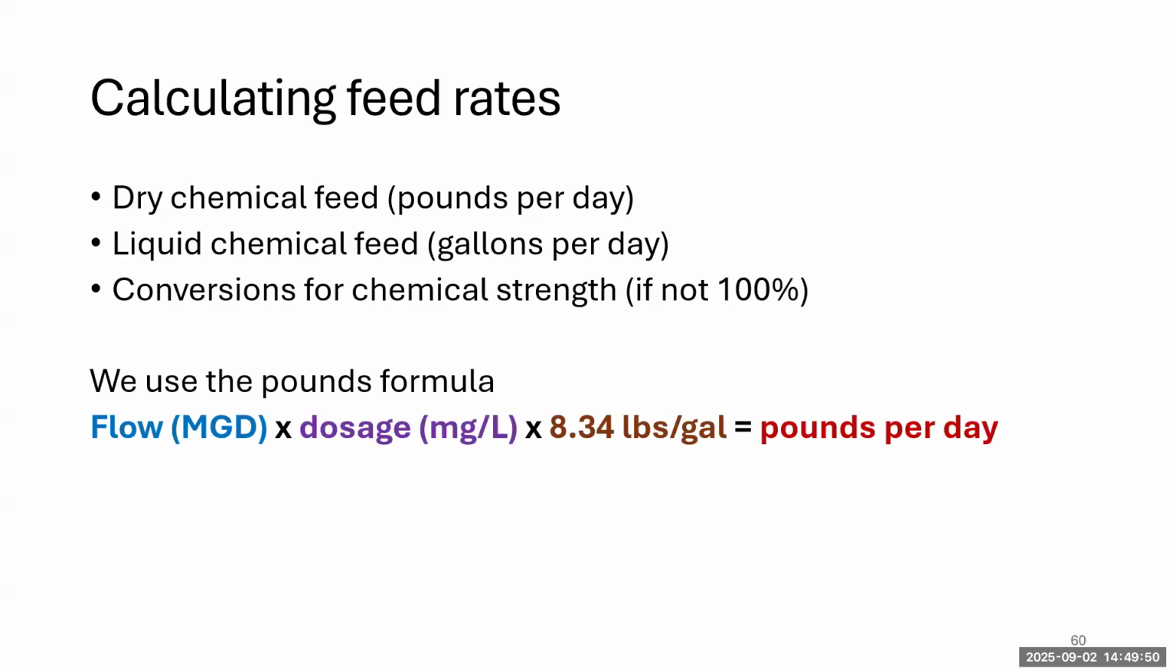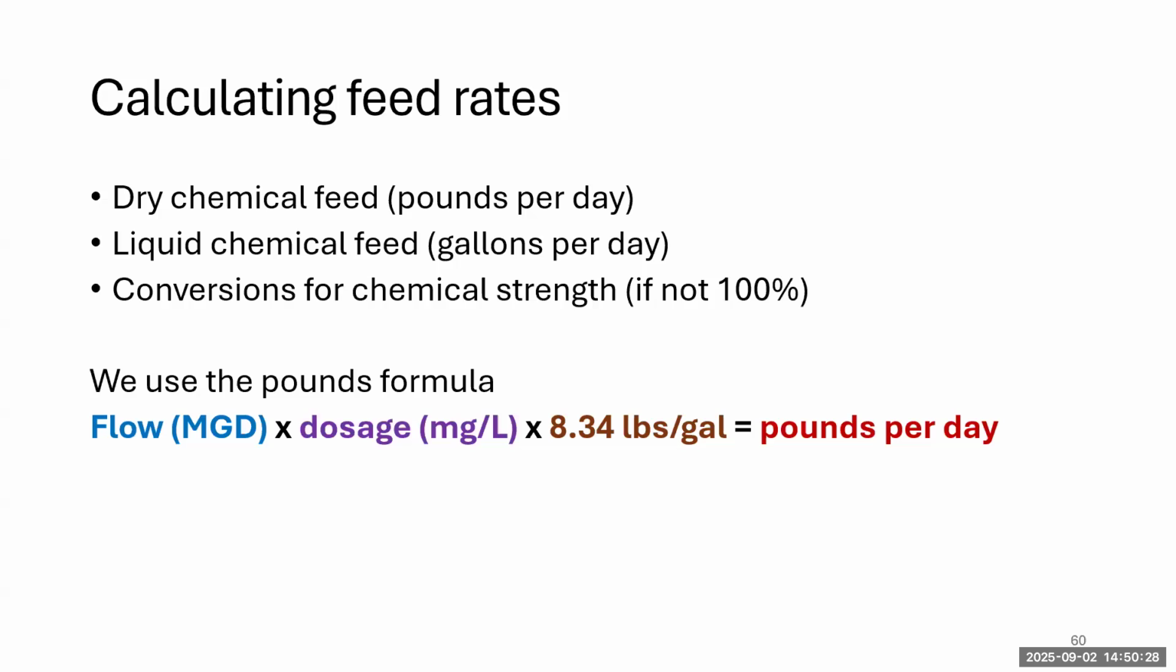If we were going to calculate the dosage, we would look at three factors. If we have a liquid chemical, we would still look at what's the dry portion of that chemical. But dry chemical feed is going to be in pounds per day. The liquid chemical feed is ultimately going to be in gallons per day. And then some conversions for chemical strength if it's not 100%. I'm just going to introduce the pounds formula. For those of you who are not familiar with the pounds formula, Daryl is going to go over it a little bit more tomorrow. But I'm just going to show you how we might use it.